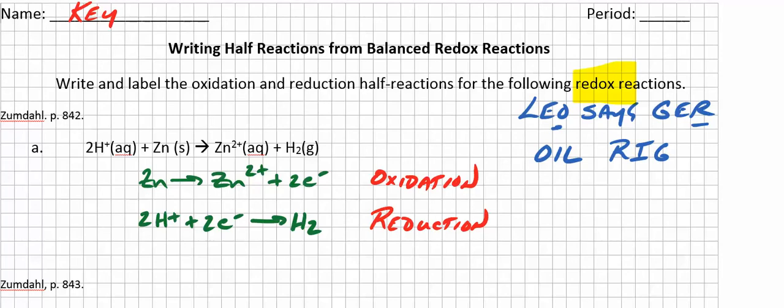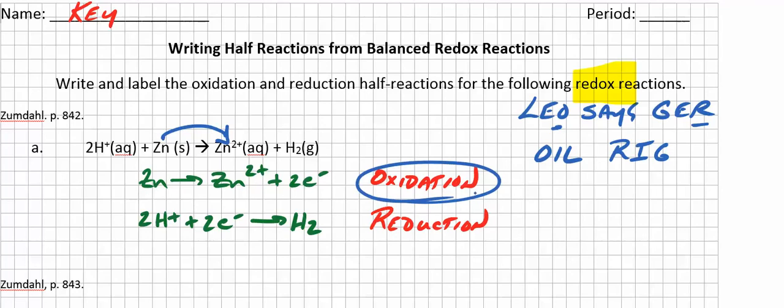This is part A. It has two hydrogen ions, in aqueous solution, together with zinc, which is a solid, becoming zinc ion and H2. So we want to identify the oxidation and the reduction. Here we see zinc going from the solid form to Zn2+. So that's obviously an oxidation, since the oxidation number is rising. Remember, if the oxidation number goes down, that's a reduction. If the oxidation number goes up, that's an oxidation.